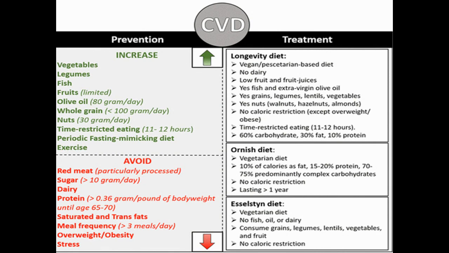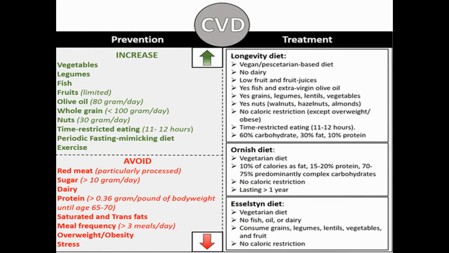And then you should go for fish with legumes, like fish and extra virgin olive oil. And then you should take grains, legumes, lentils, and vegetables. Okay, and then you should take walnuts, hazelnuts and almonds. No caloric restrictions except for the overweight and obese. If the person is overweight or obese, they should go for caloric restriction.